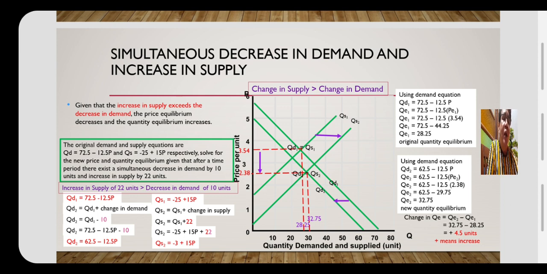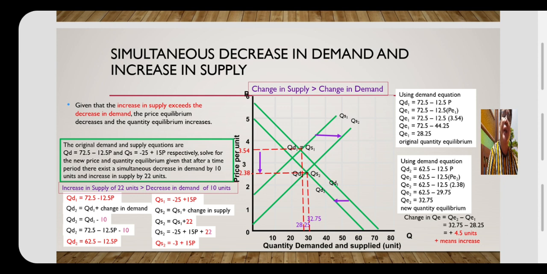Positive because the new quantity equilibrium is greater than the original quantity equilibrium. The new quantity equilibrium is 32.75, while the original quantity equilibrium is only 28.25. So there is now a difference of positive 4.5 units. Positive means that there is an increase in quantity equilibrium by 4.5 units.